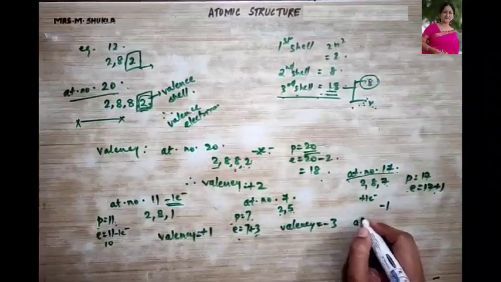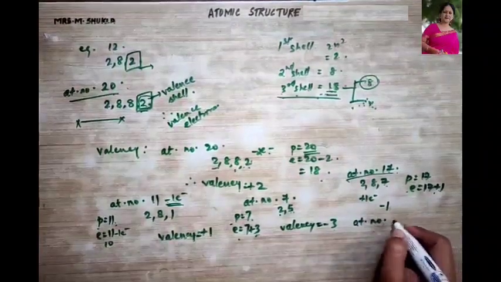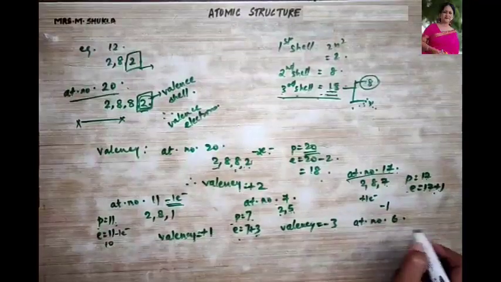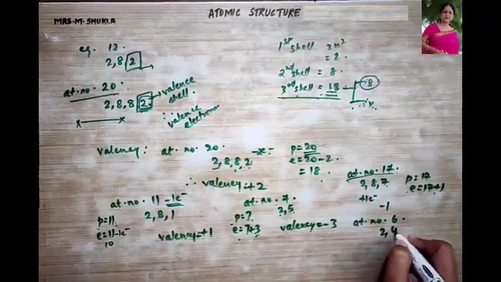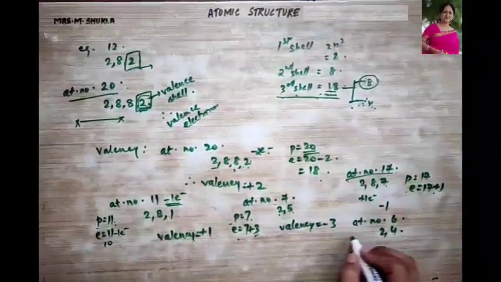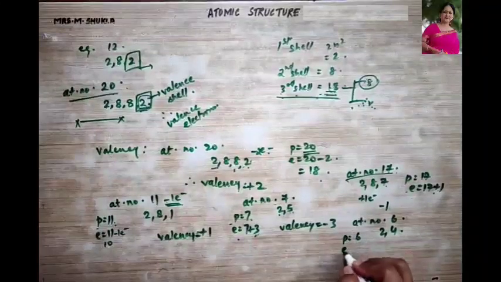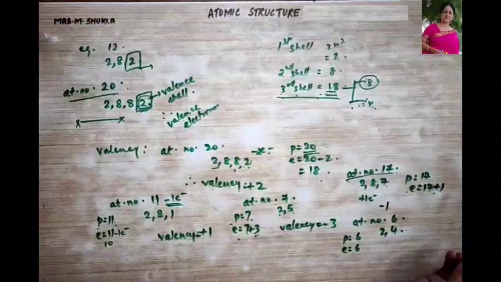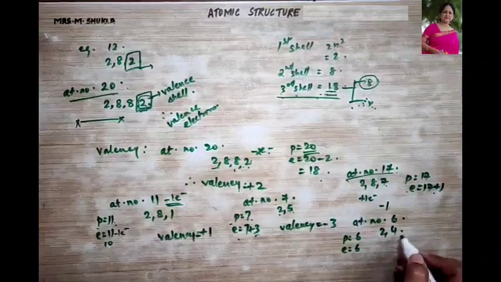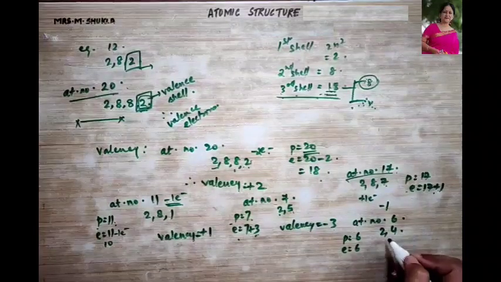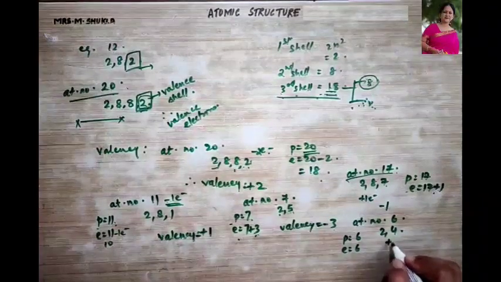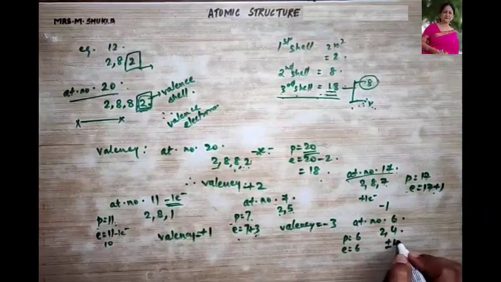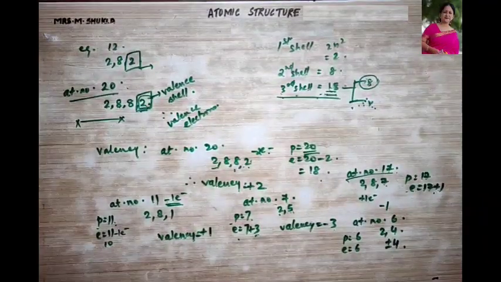Let's take another one, atomic number 6. So configure this, 2 and 4. So protons are how many? 6. Electrons are how many? 6. Now whether it gives or takes, it means the same. It means the same whether it gives away 4 or it takes 4. So over here we write plus minus 4 as the valency.